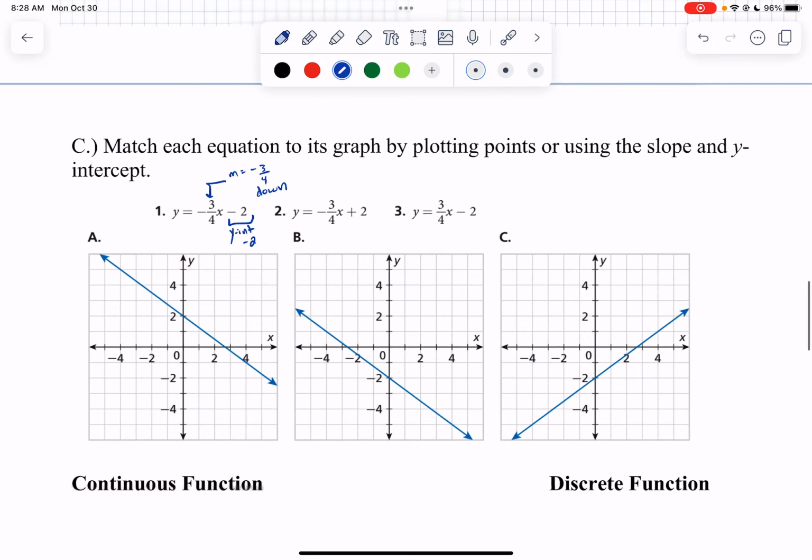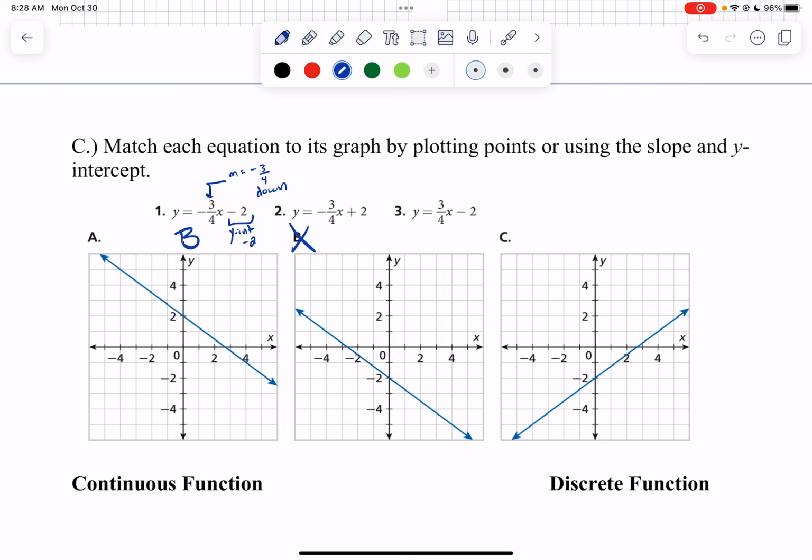So this first one's either going to be A or B, but it needs a y-intercept of -2. It needs to cross the y-axis at -2. This one crosses the y-axis at 2. Nope, this one crosses the y-axis at -2. And the slope needs to be down 3, over 4. Yep, it hits it. So number 1 there is B. Okay, so we used up B.